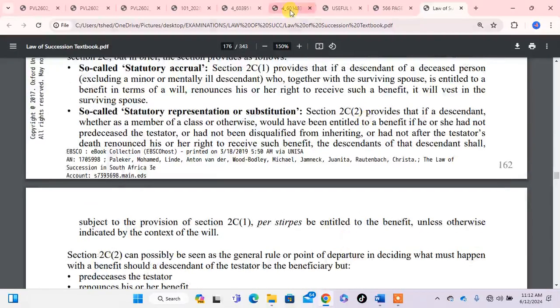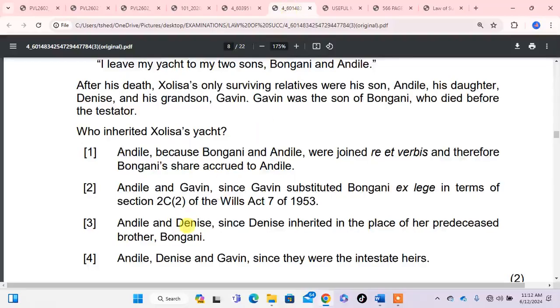Therefore, if we go back to our question, it's very clear that Andile and Gavin inherit, since Gavin substituted Bongani ex lege in terms of section 2C2 of the Wills Act. Therefore, this will be the correct answer.